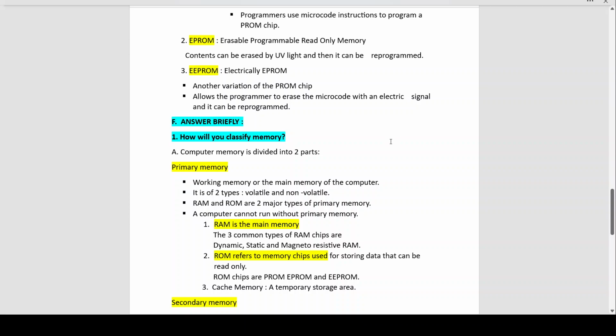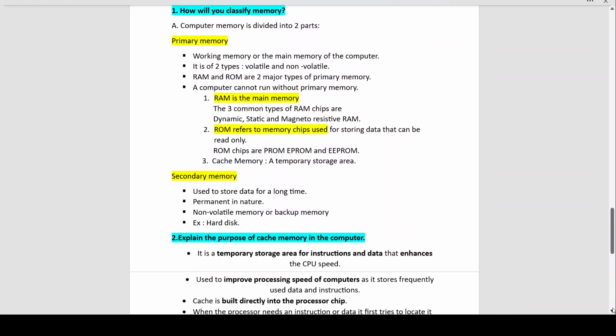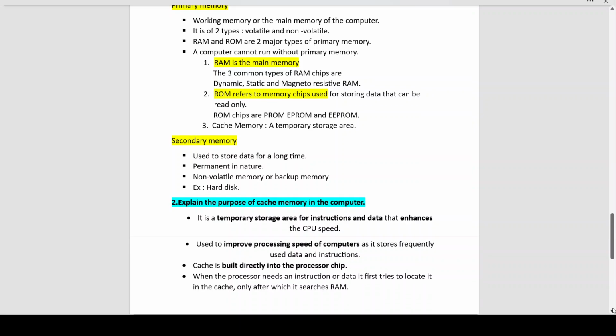Now, answer briefly, how will you classify memory? Computer memory is divided into two parts, your primary memory and your secondary memory. Now, primary memory is your working memory or the main memory of the computer. It has two types, volatile and non-volatile. RAM and ROM are your two major types of primary memory. The computer cannot run without primary memory.